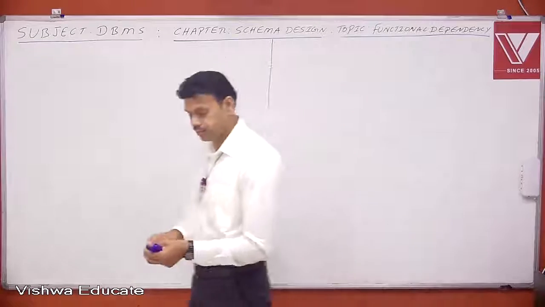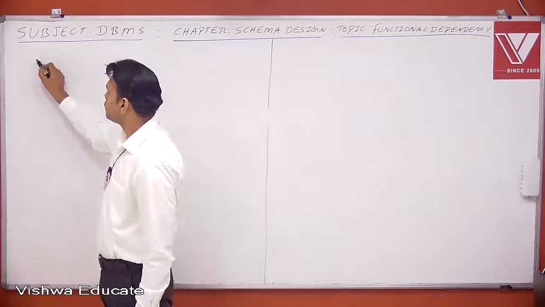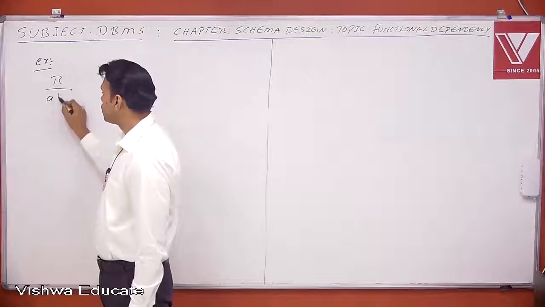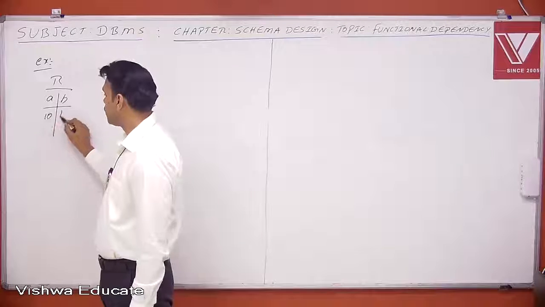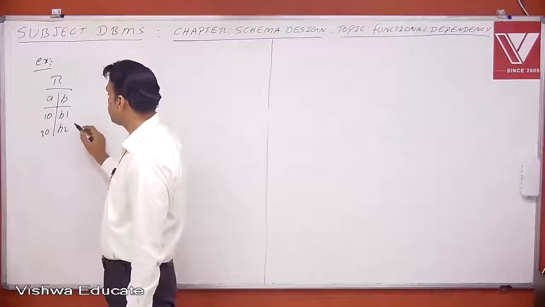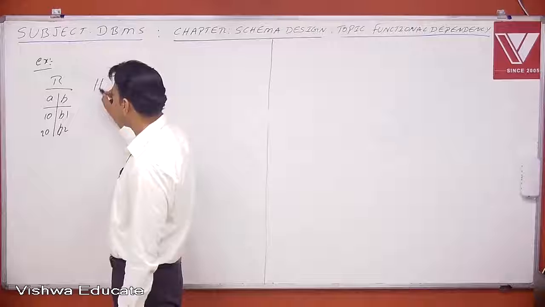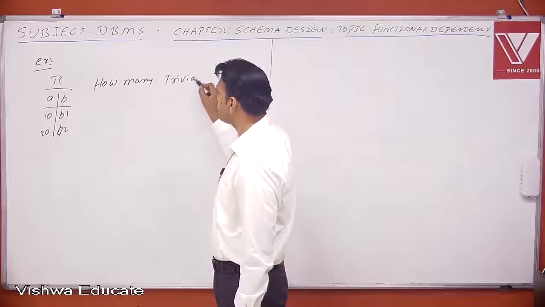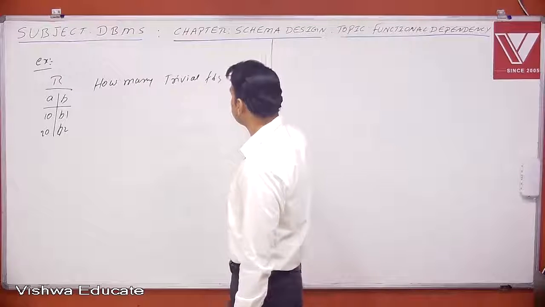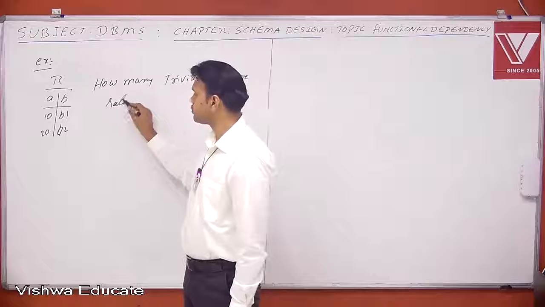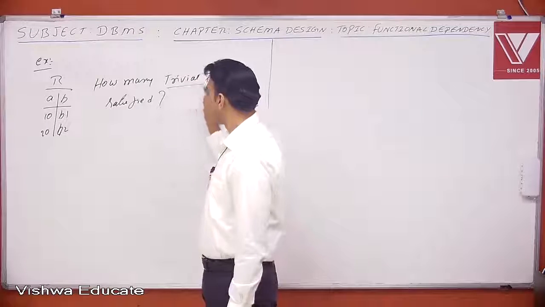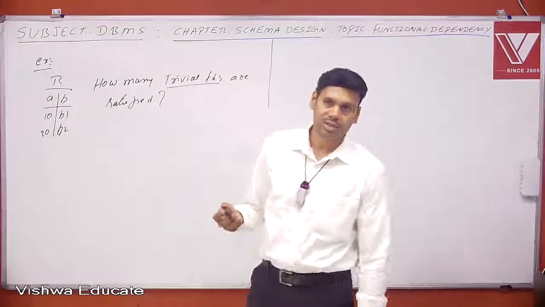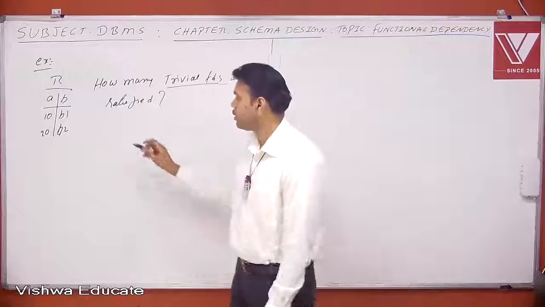Now let us see another small example. R has A and B: 10 B1, 20 B2. How many trivial FDs are satisfied? Okay, you know what is the meaning of trivial. It is very easy to identify: if the RHS is a part of the LHS, then it is trivial.